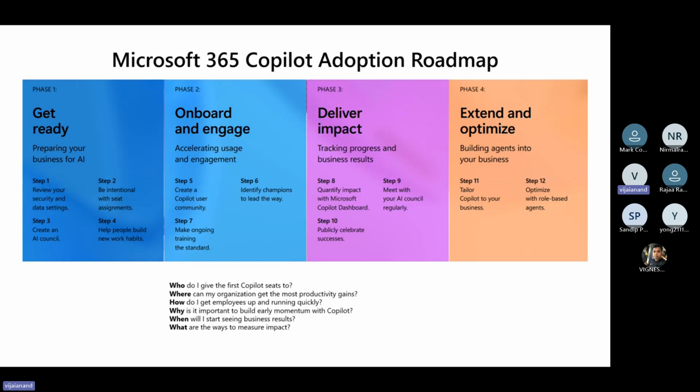And the next one is identifying champions to lead the way by example. They can share the benefits of Copilot and what features are available. They can share the best practices and all those things. So we can identify or have some champions.